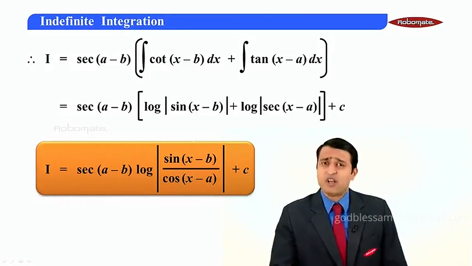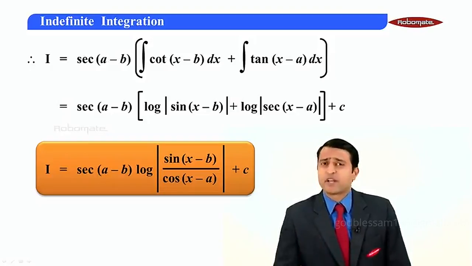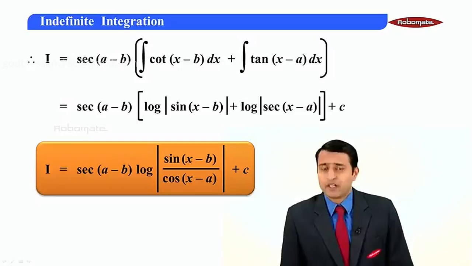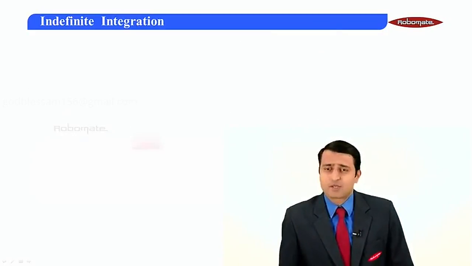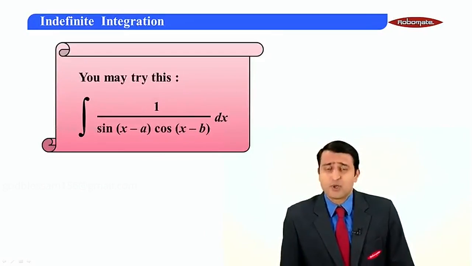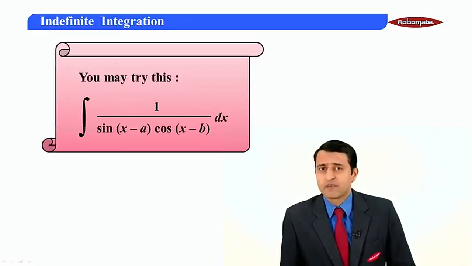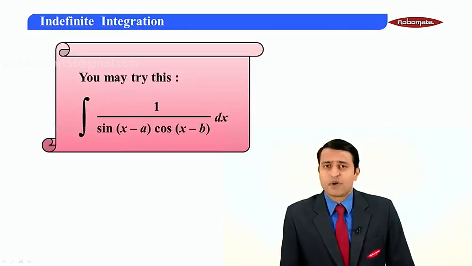So here we saw how to deal with two different trigonometric functions in the denominator and no trigonometric function in the numerator. Let us take one example as homework for our practice. So you may try this. Again you can check, there are two ratios and they are different, so you will multiply by cos of a minus b. That's all we have in this module, dear students.